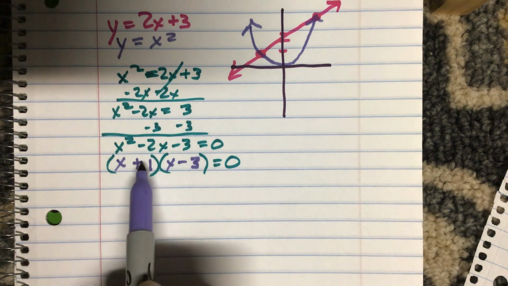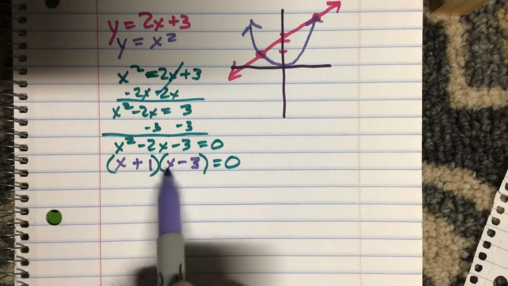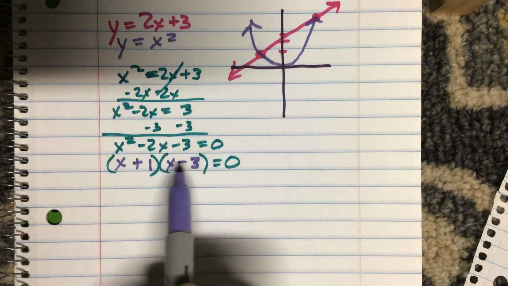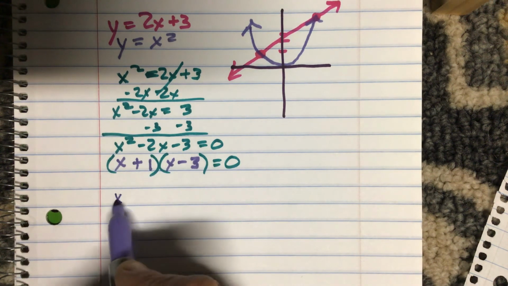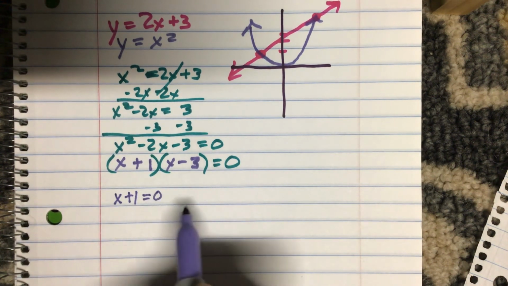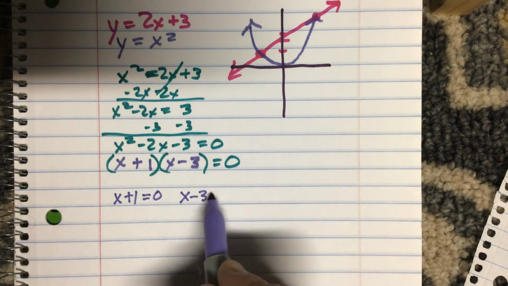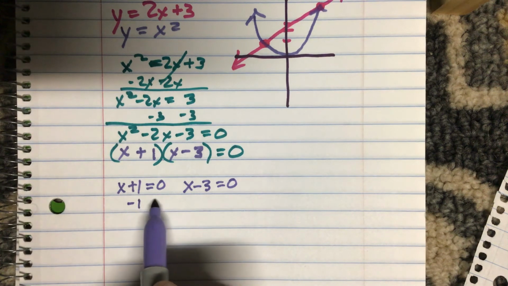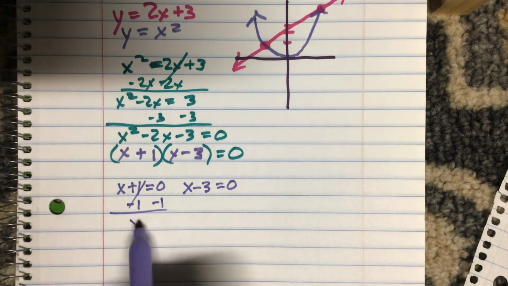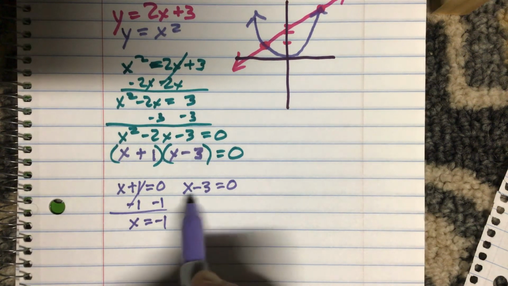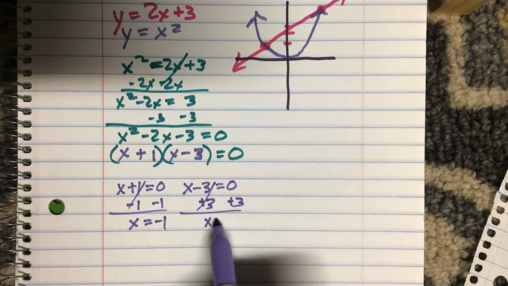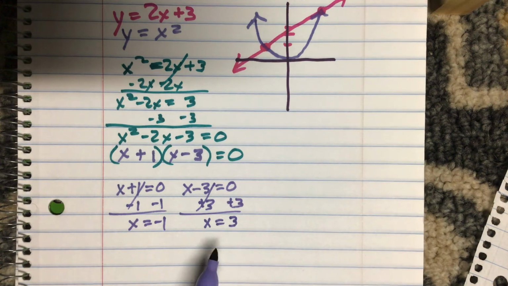And then, of course, if you're multiplying this times this and you're getting 0, one of these two factors has to equal 0. So either the x plus 1 has to equal 0, or the x minus 3 has to equal 0. If this is the case, x has to be negative 1. If this is the case, x has to equal 3. So those are my x values.